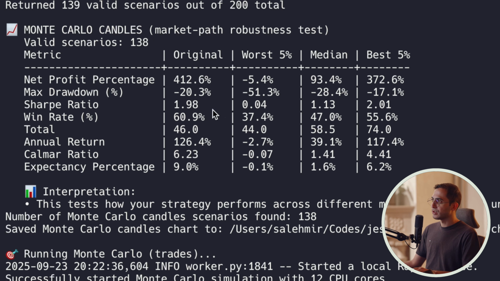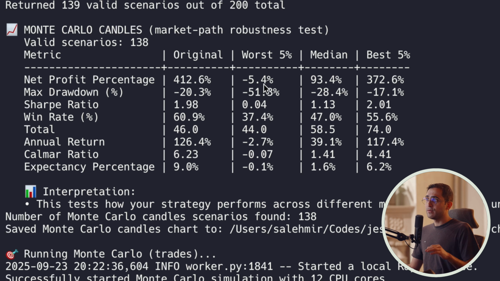All right. Now for the Sharpe, for the original, it was 1.98. But for the median, it was 1.13. And you see the original is actually lower than the best 5%. Another way to read this is to forget about the original, just read what you see for the median, which is 1.13. And the question is, is that good enough for me to trade it? So what if I wasn't lucky? Forget the best 5%, forget the original. What if the median was happening?